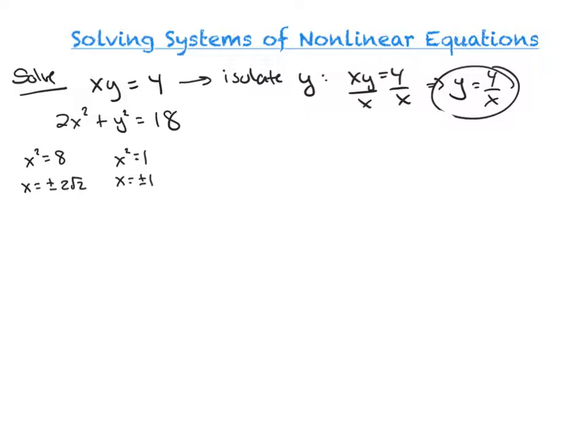If we plug them into the top equation, we'll end up with, let's take this one, plus or minus 1. 1y equals 4, so y equals 4 goes with x equals 1. So we'll have 1 and 4. And if we do x equals -1, -1y equals 4, so y equals -4. So we get -1, -4.